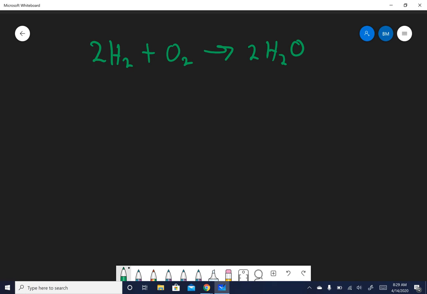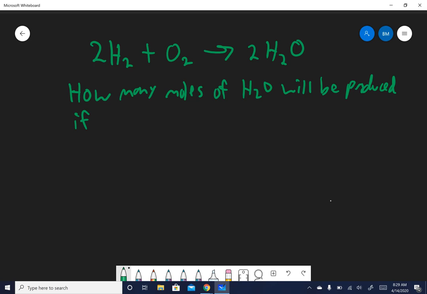All right, so if the question says something like this, how many moles of H2O will be produced if, I don't know, 100 liters of O2 react? So at STP, standard temperature and pressure, and assuming these are all gases, same thing on the worksheet due today, all gases.